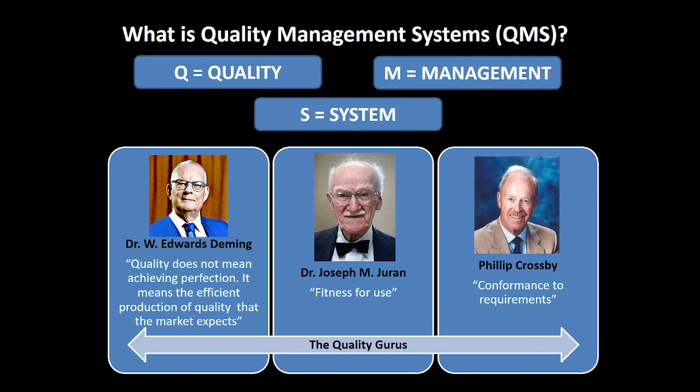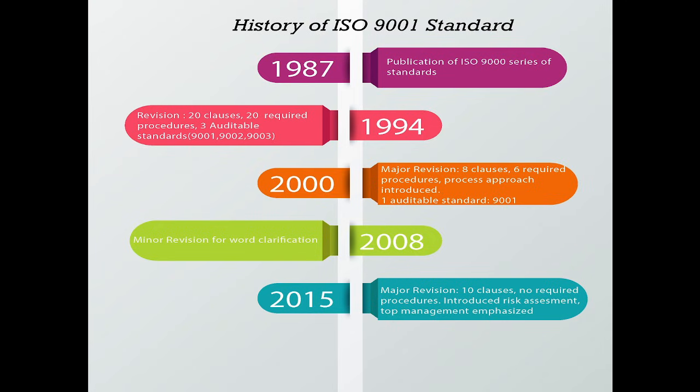There are three quality gurus who champion the definition of quality. We start with guru number one, that is Dr. William Edwards Deming. He defined quality as: quality does not mean achieving perfection. It means the efficient production of quality that the market expects. Quality guru number two, that is Dr. Joseph M. Juran. He defined quality as fitness for use. The last guru is Philip Crosby, who defined quality as conformance to requirements.